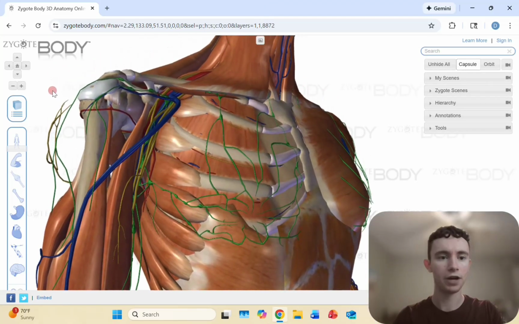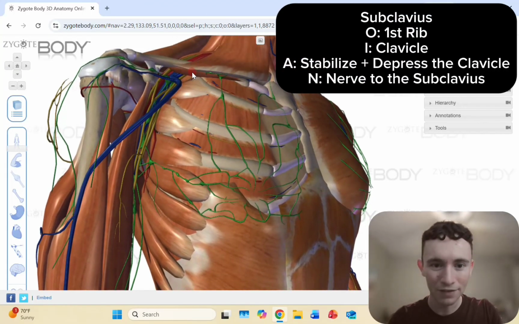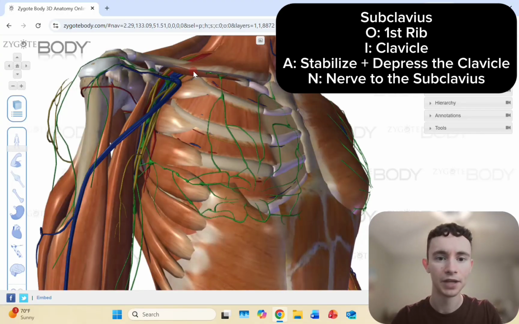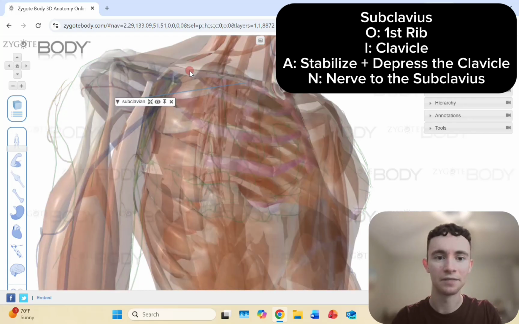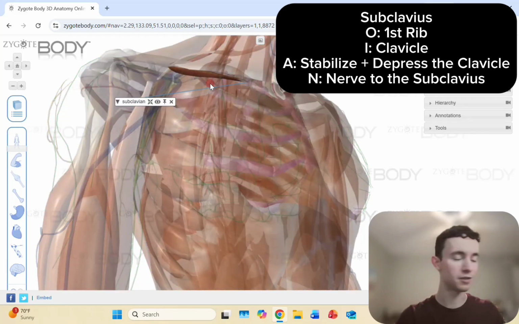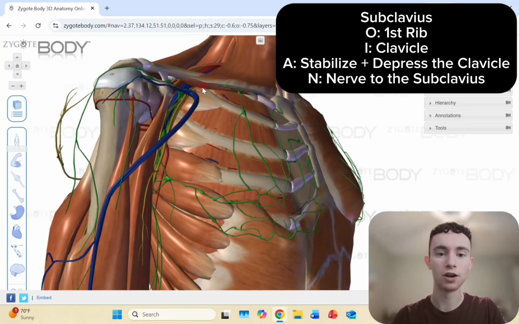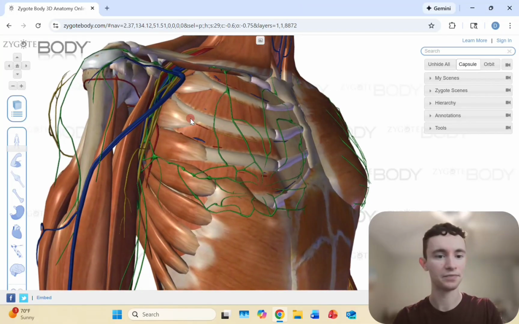Alrighty. A very underappreciated muscle that I think is really cool is the subclavius, and he's right over here. Subclavius, appropriately named because it sits right under, sub, the clavicle, and it attaches to the first rib, which is right here, and the actual clavicle here. Very underappreciated, but it really does provide stability and depression of the clavicle in that area, which is really good. It has a cool nerve. The nerve to the subclavius is the actual innervation of the subclavius. So it's pretty easy to remember.